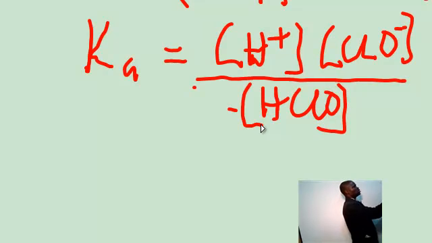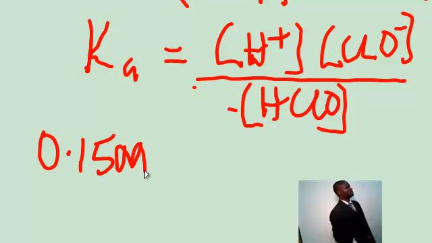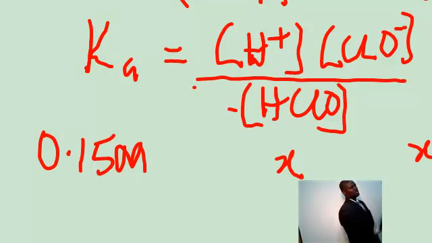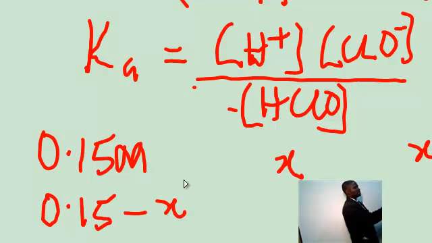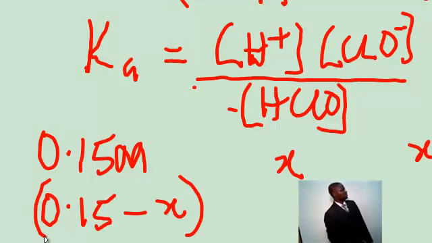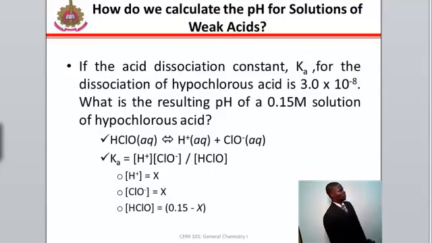Now, if we are given 0.15 molar of this as the starting concentration, we said for hydrogen it is X, for ClO minus it is X. If X of this has reacted, the amount left unreacted for HClO will be 0.15 minus X, meaning that the amount left unreacted will be a subtraction of X from 0.15. With this information, we can now substitute all these values in this equation, and these are shown up here.